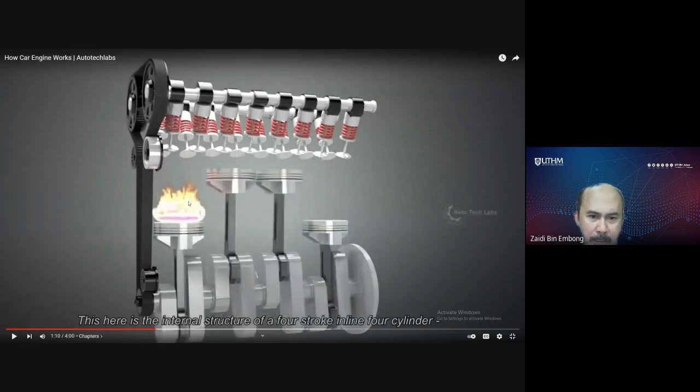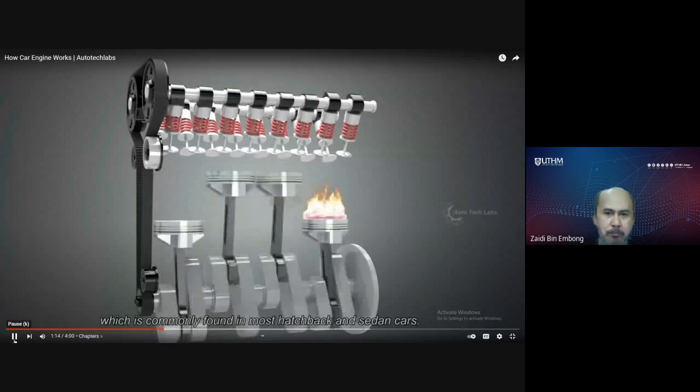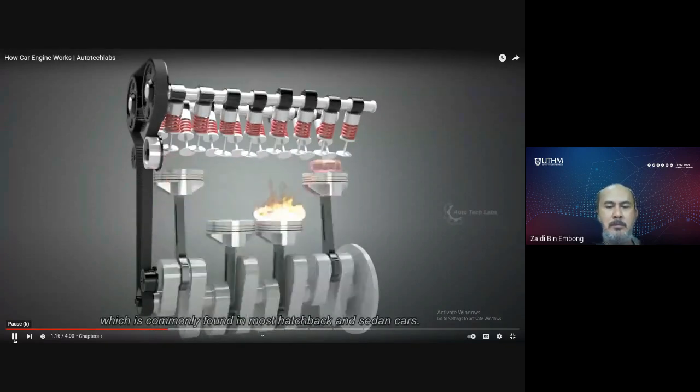You see the burning there? Yeah? That's what I say, like octane goes inside there, and then we burn it. When they fire up, then we push the piston down and up and down and up. Okay. Four-cylinder DOHC engine, which is commonly found in most hatchback and sedan cars.